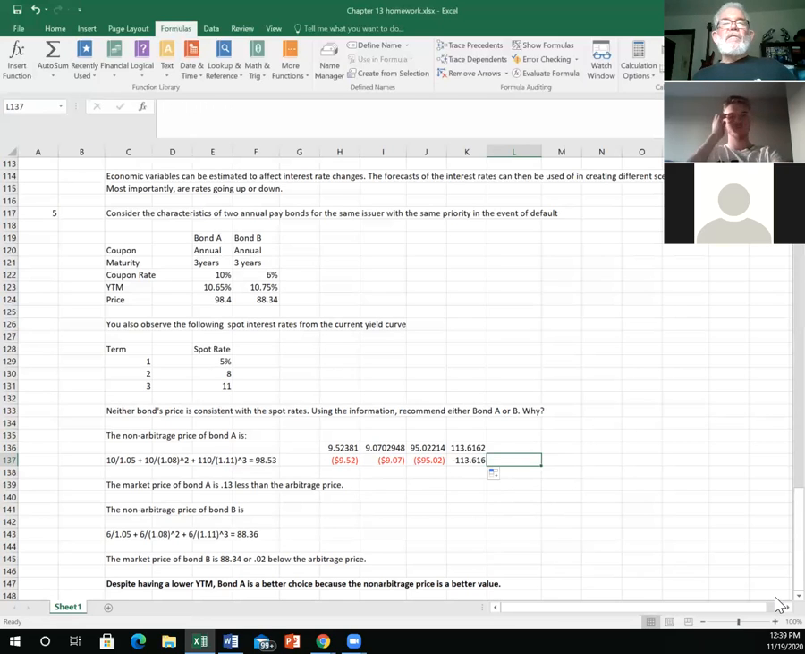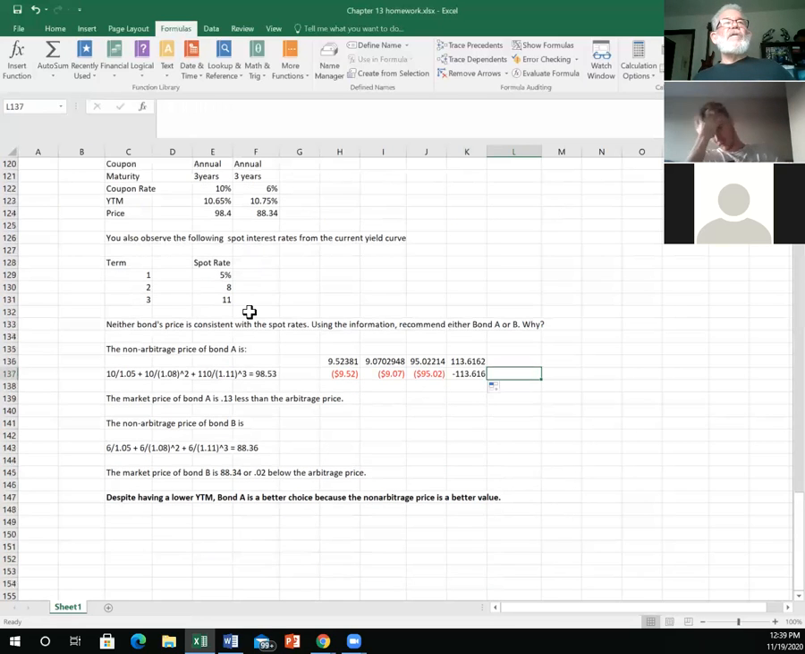So the answer to this is, even though bond B has a higher yield to maturity, because of the projected spot rates, bond A would be a better purchase. And that takes care of that.